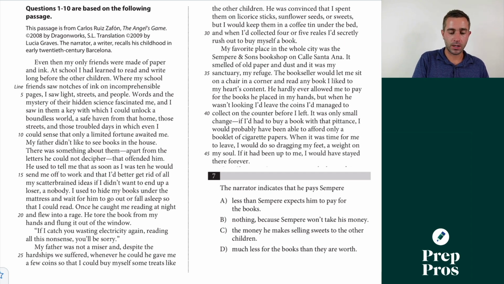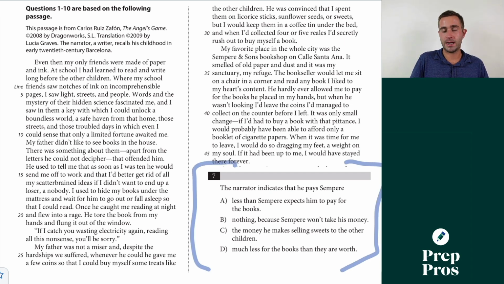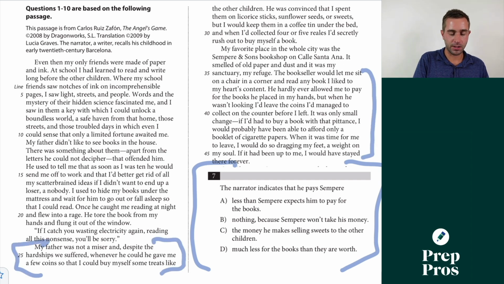But we're going to look through a classic example of this from earlier on that SAT test 8. The narrator indicates that he pays Samperi blank. So we're really just going to focus on this block of text, but we're going to need a little context over here as well. The bookseller would let me sit on a chair in a corner and read any book I liked to my heart's content. He hardly ever allowed me to pay for the books he placed in my hands, but when he wasn't looking, I'd leave the coins I'd managed to collect on the counter before I left. It was only small change. If I'd had to buy a book with that pittance, I would probably have only been able to afford a booklet of cigarette papers.